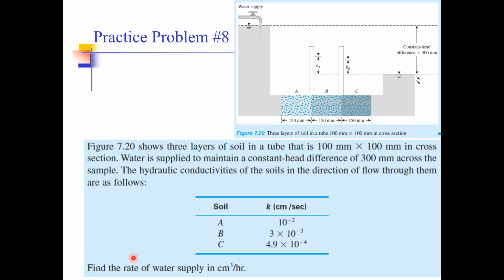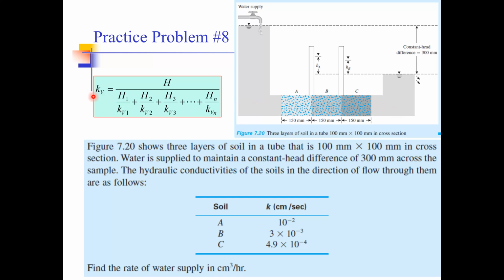So first thing is that we have to determine which case this is. Is it the case of water flowing parallel to the stratification, or is it the case of water flowing perpendicular to the stratification? It might appear to you that the water is flowing in the horizontal direction, but if you look closely, the water is flowing perpendicular to the layers and not parallel to the layers. Now, if the water is flowing perpendicular to the layers, then which formula should we use? Yes, we need to use the second formula that we derived, which was for KV. As I told you earlier, this KV might look as if it is representing the permeability in the vertical direction, but it is not the case.